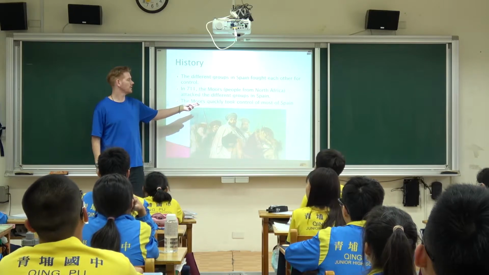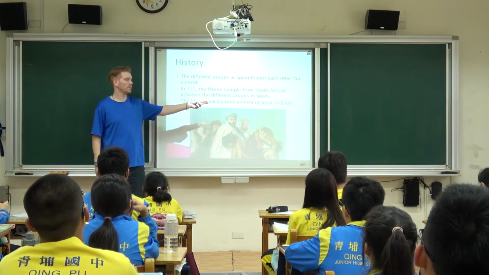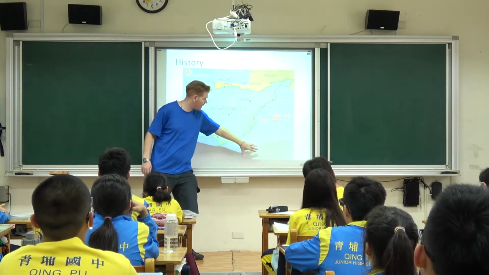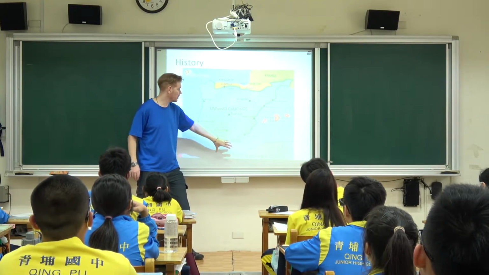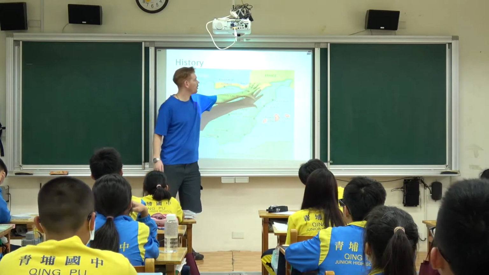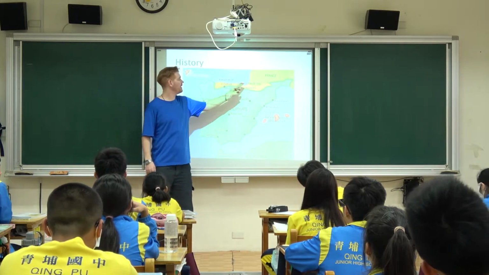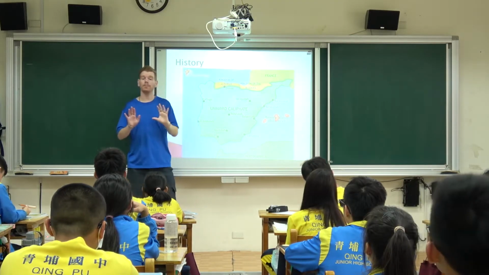The Moors quickly took control of most of Spain. So from North Africa, the Moors quickly took control over most of Spain. Only the north stopped them.